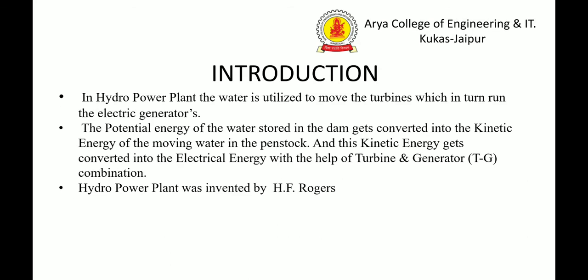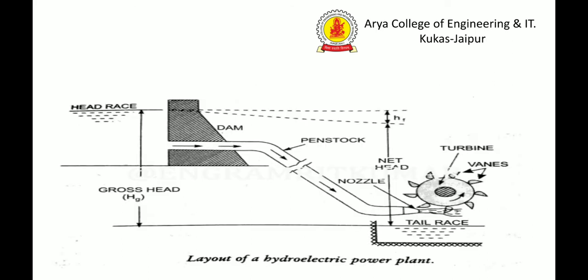Now, introduction. In a hydroelectric power plant, water is utilized to move the turbine, which in turn drives the electric generator. The potential energy of water stored in the dam gets converted into kinetic energy of the moving water in the penstock. And this kinetic energy gets converted into electrical energy with the help of a set of turbine and generator. The hydroelectric power plant was generated by HF Rogers.